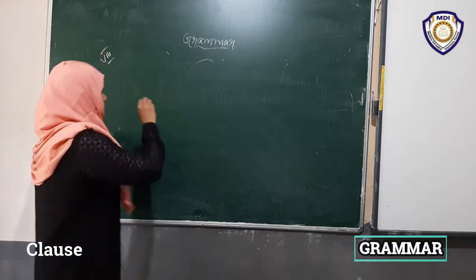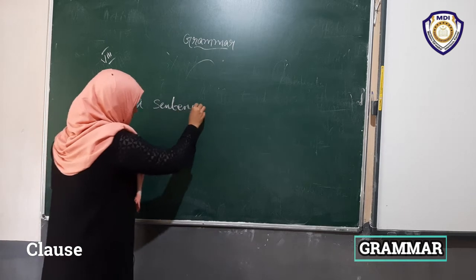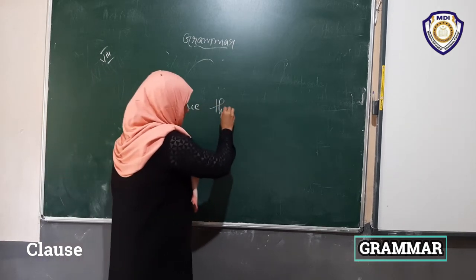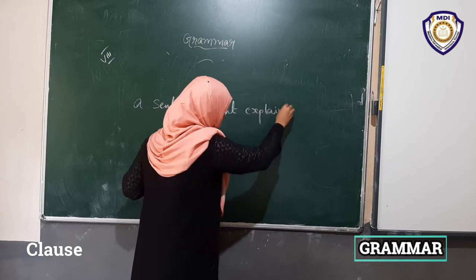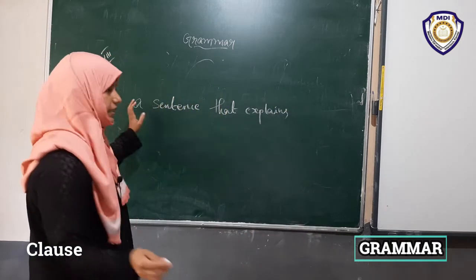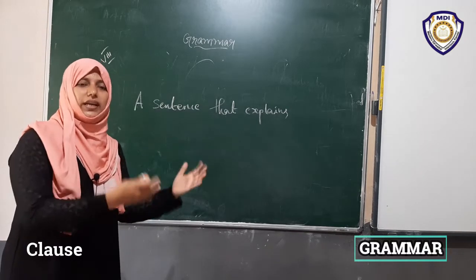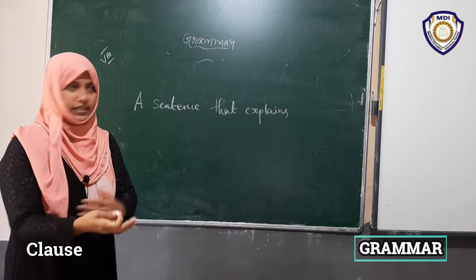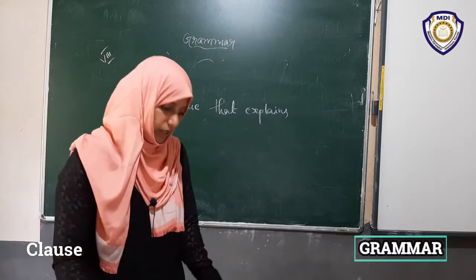A person came and said, a sentence that explains. What is it? A sentence that explains. A person came and said to you, a sentence that explains. We are waiting. What is coming next? Only then can we complete this. Yes, that is a subordinate clause.